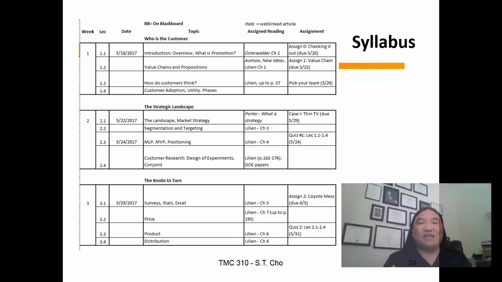In terms of the syllabus, I've broken this class up into 6 learning sections. The first part of the class, we're going to go over and learn about who is the customer and how customers think. The next part is strategic landscape. And that's that, okay, I've decided I'm going to have a marketing campaign, I'm going to go after something. Well, for all intents and purposes, you're putting together a battle plan.